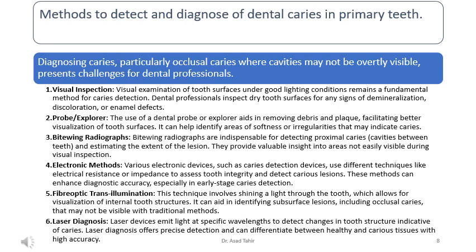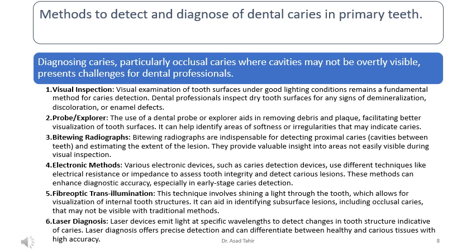Laser diagnosis. Laser devices emit light at specific wavelengths to detect changes in tooth structure indicative of caries. Laser diagnosis offers precise detection and can differentiate between healthy and carious tissues with high accuracy.